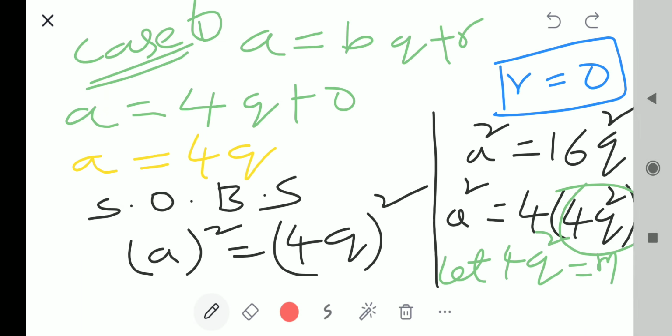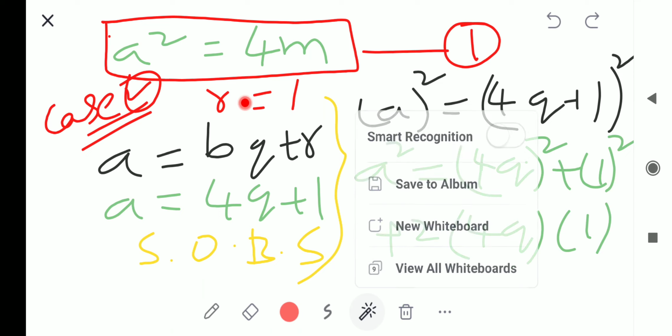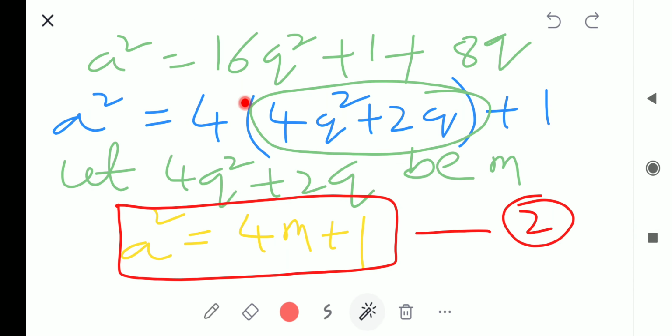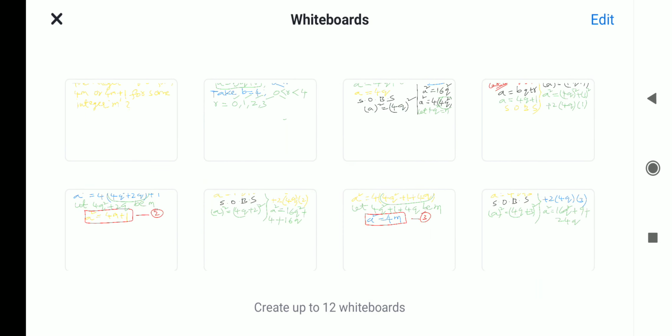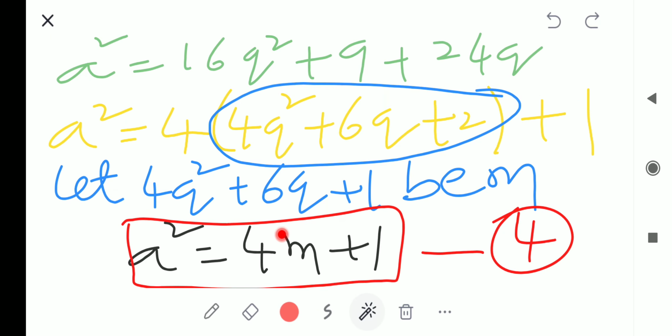So look at this. Look at this case 1. We got a square value, square of the integer is in the form of 4m. Let us take case 2. Square of the integer is in the form of 4m plus 1. Let us take case 3. Square of the integer is of the form 4m. And let us take case 4. Square of the integer is of the form 4m plus 1.